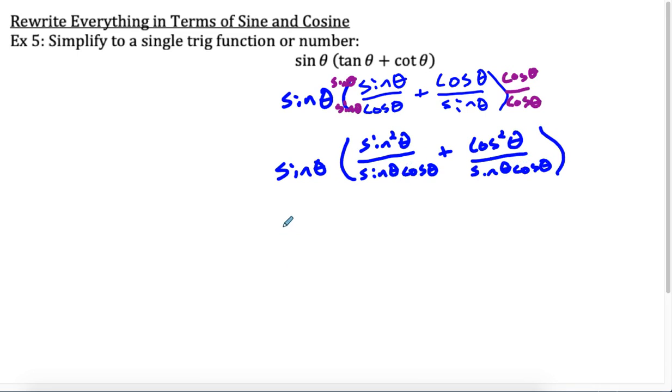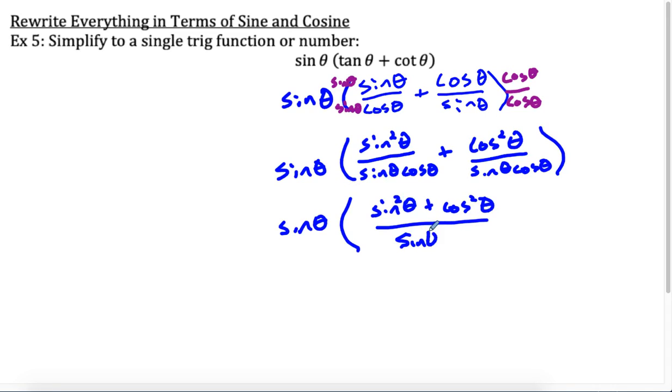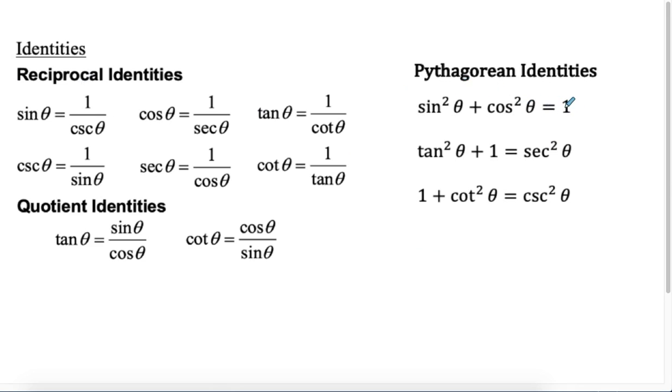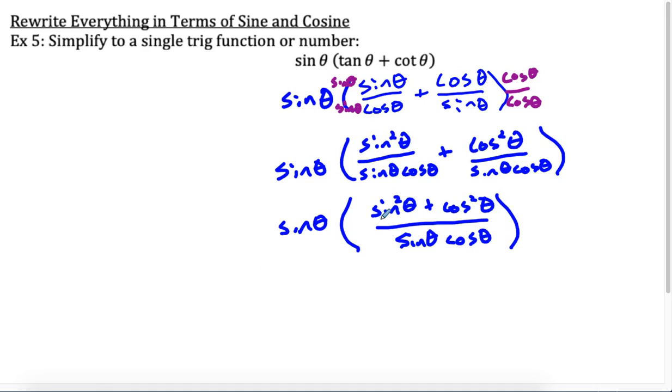So now, again, we can just add straight across. So I'll write it all out. So we'll have sine squared plus cosine squared over sine times cosine. I forgot my square there. There we go. Now, sine squared plus cosine squared is a Pythagorean identity. Sine squared plus cosine squared is just equal to 1. So this whole numerator just becomes 1. And I've got sine of theta times 1 over sine times cosine.